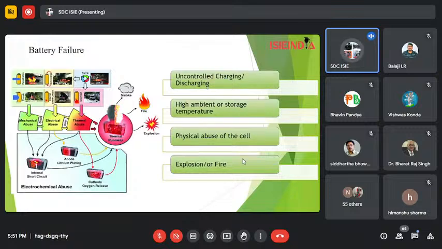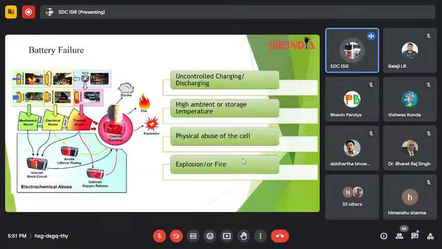Electrical abuse. In electrical abuse, what happens? Overcharging and over-discharging happen. When the overcharging and over-discharging happen, or due to an internal short circuit, what happens? Blast may occur. It can blast. It can cause fire. It will release smoke, and even if it's not blasting, it will reduce the life of the battery pack.